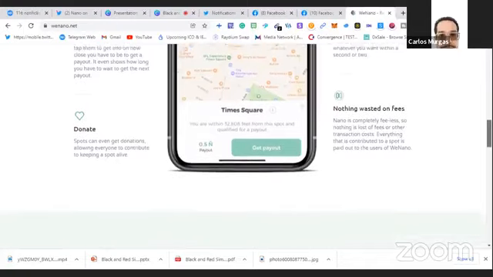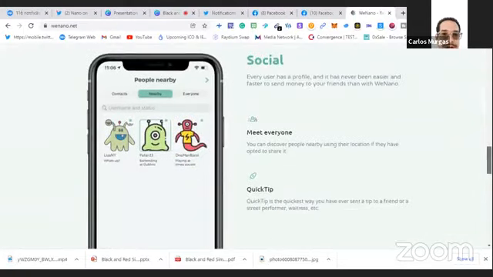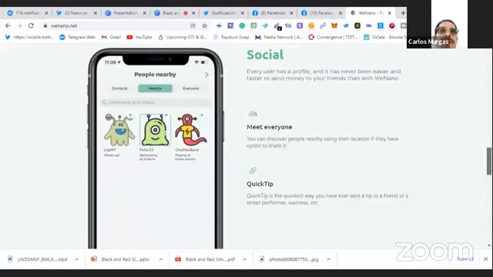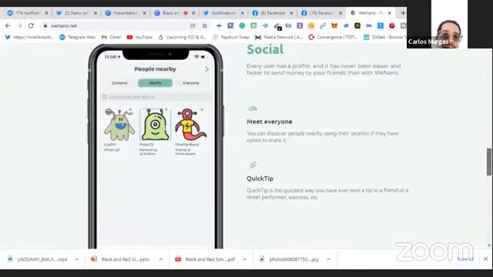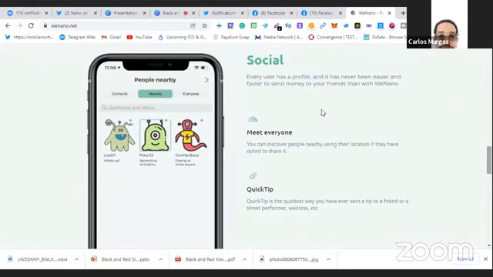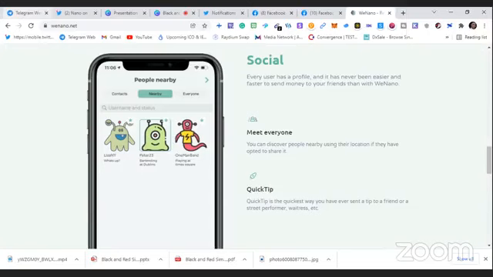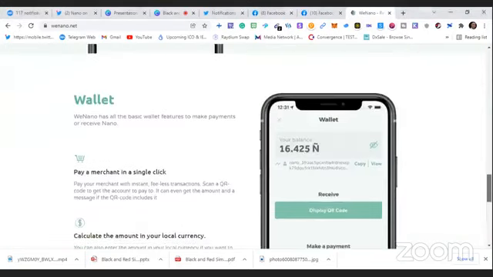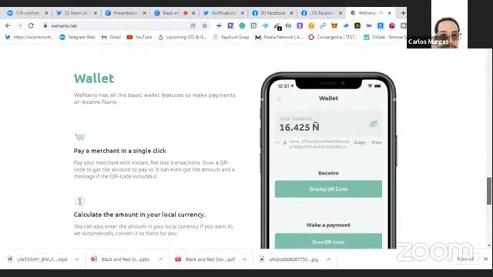Yeah, there's nothing. What's no fees? No fees. You can donate. It's like a social platform. You can chat. There are chat rooms. Okay, keep going down. You can tip easily anyone in the app.